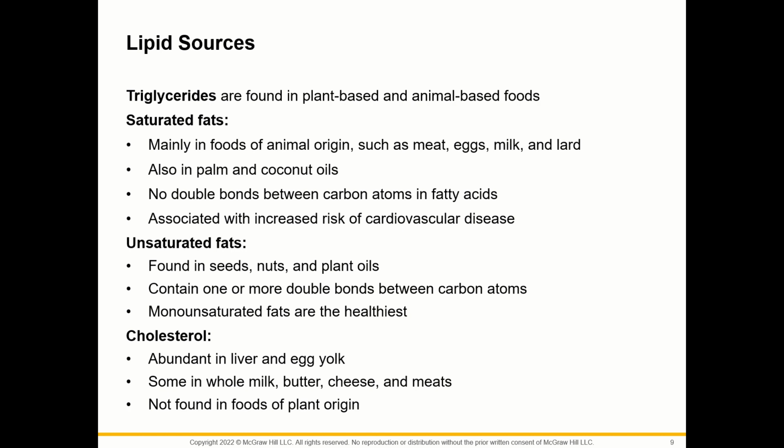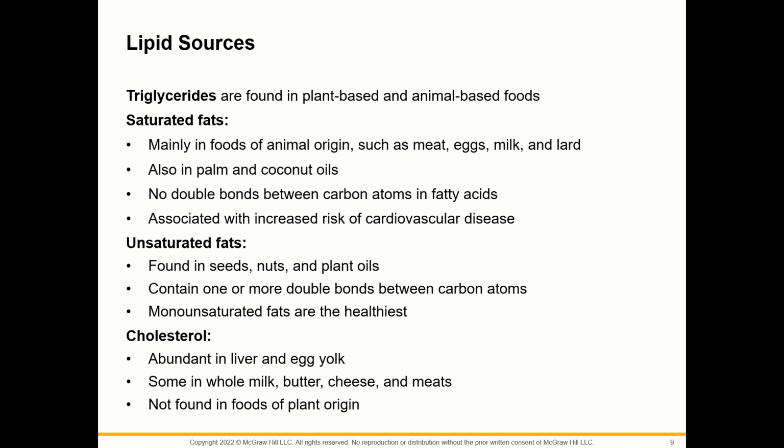Next is the unsaturated fats. These are the fats found in seeds, nuts, and plant oils. They contain one or more double bonds between carbon atoms. So this gives them a kinky structure. Sometimes they're bent only in one place. Sometimes they have more than one double bond, and so they can be bent in many places and can even form almost like a circle.